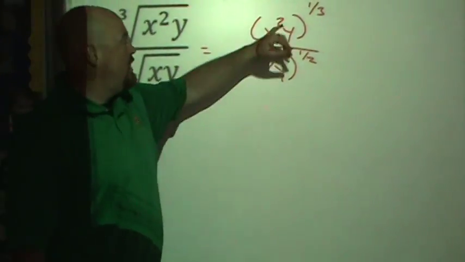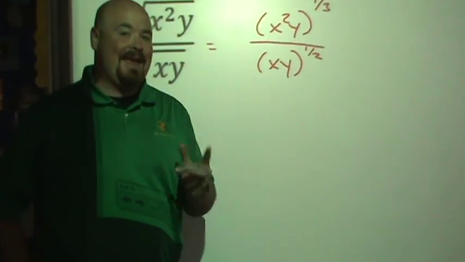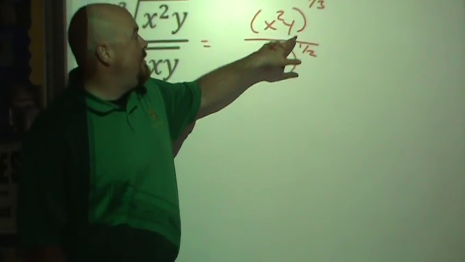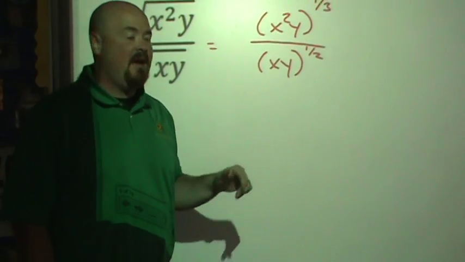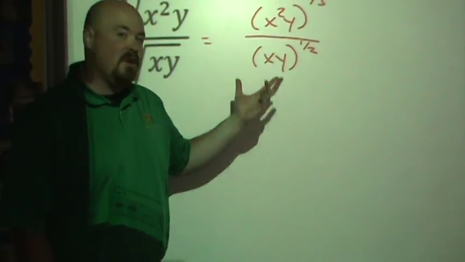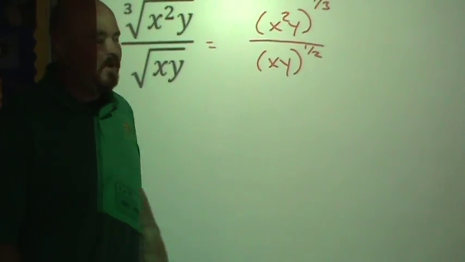Now, if you're thinking, oh, I can subtract these exponents, I can't right now because these bases are different. So I wouldn't be able to subtract 1/3 and 1/2, namely because there's a 2 here and there isn't one here. So these are different terms, they have different bases, I can't subtract them like that.